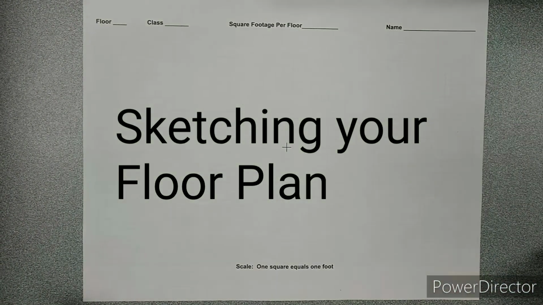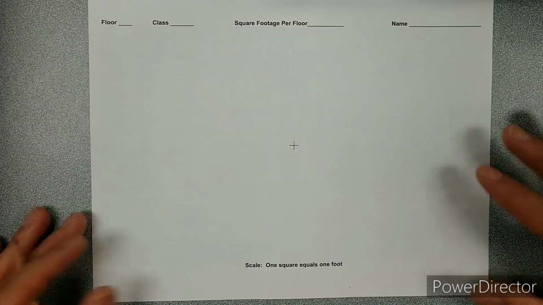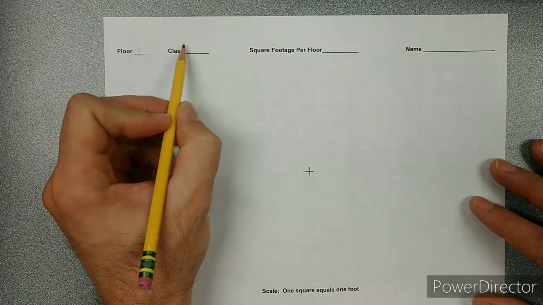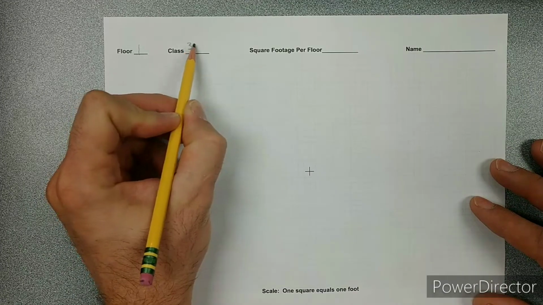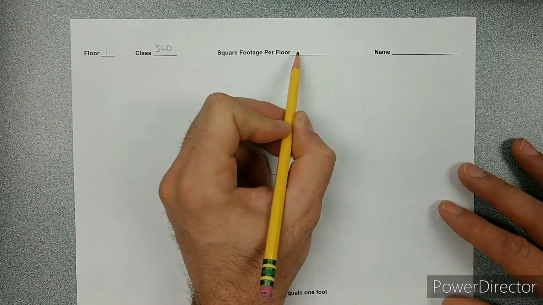All right, now that we know our square footage for each room, what we need to do is start to lay it out. So we're going to do a floor plan sketch. We're only doing one floor, so you can write one there. Whatever your class period is here, maybe it's 3 CD, write that there. And then write our estimated square footage that we're looking for.